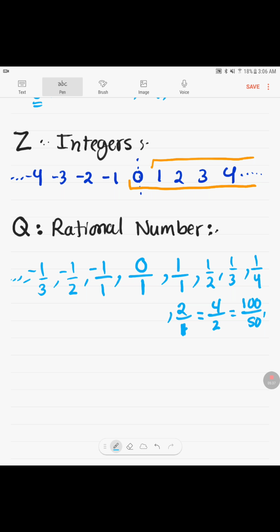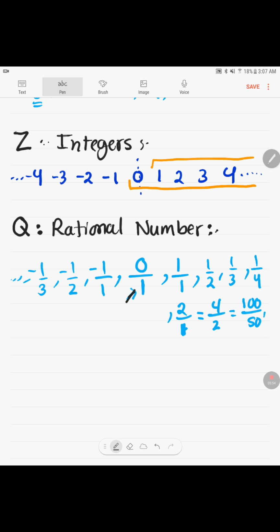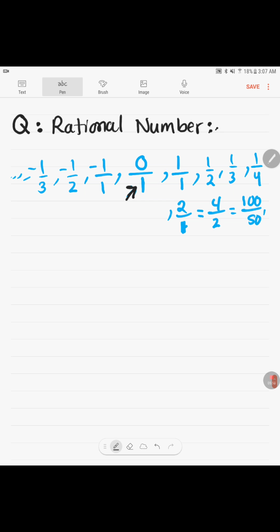But there is a restriction. The restriction is that the denominator cannot equal 0. The denominator of this fraction cannot equal 0. Okay? That's the only restriction for rational numbers.